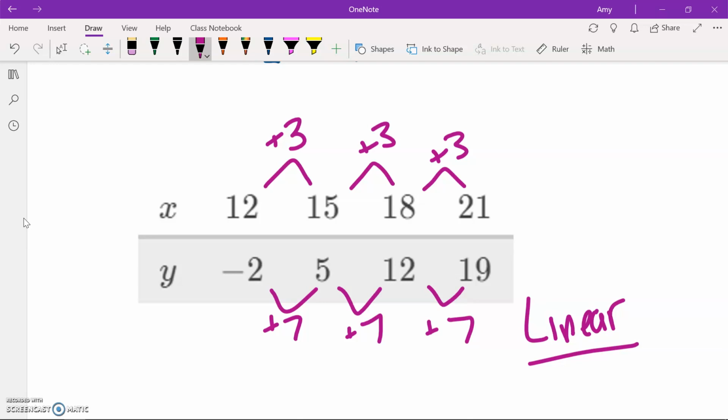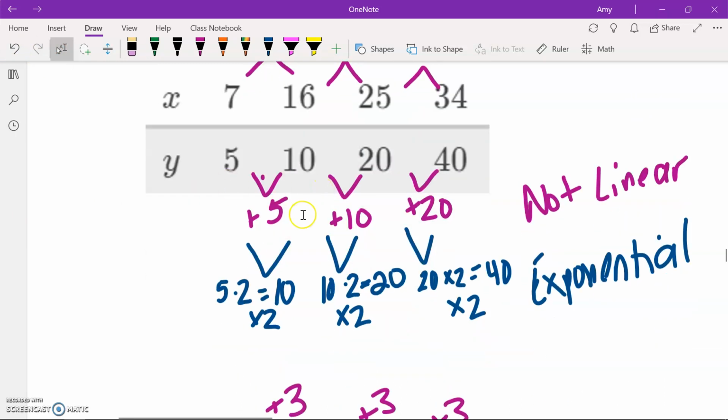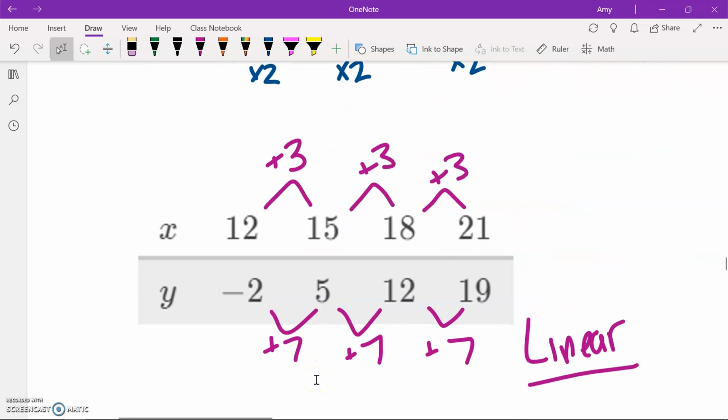So to summarize, if you see that when your x's are changing by the same amount, that your y's are multiplied by the same value, it's exponential. If your y's are added by the same value every time, it is linear. And that is a way to identify a linear or an exponential function from a table.